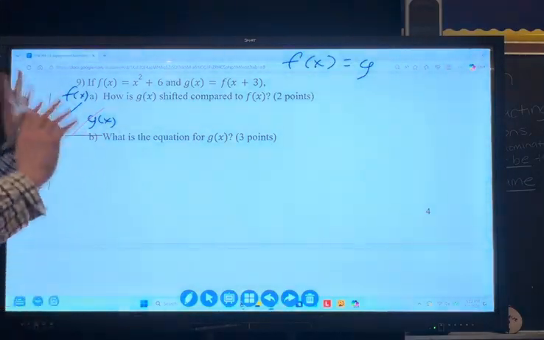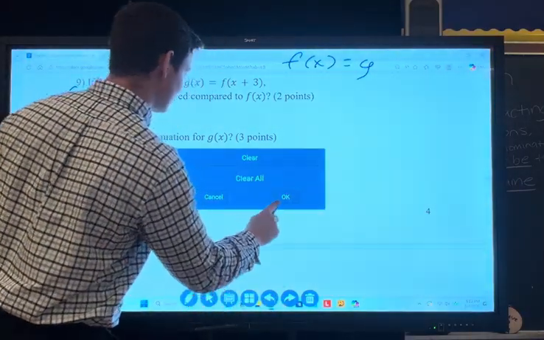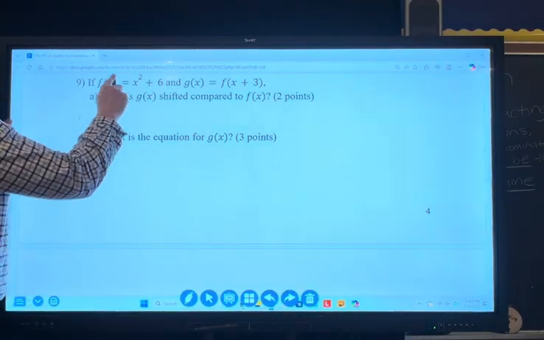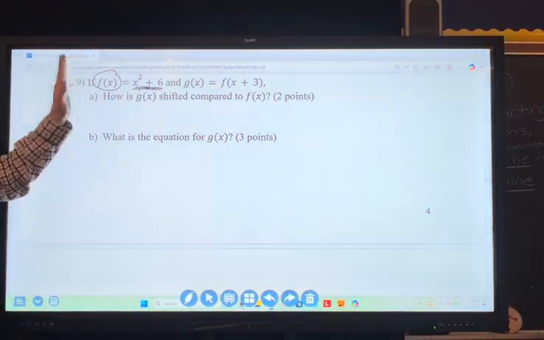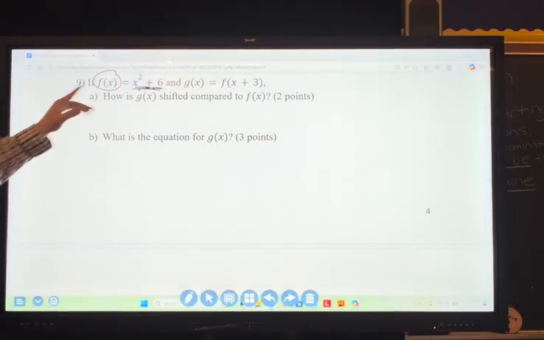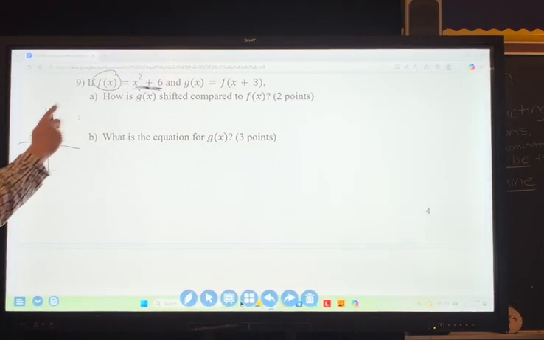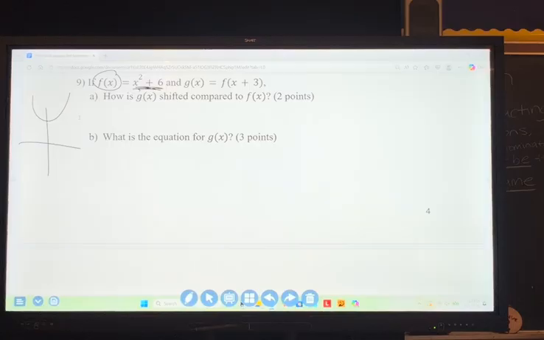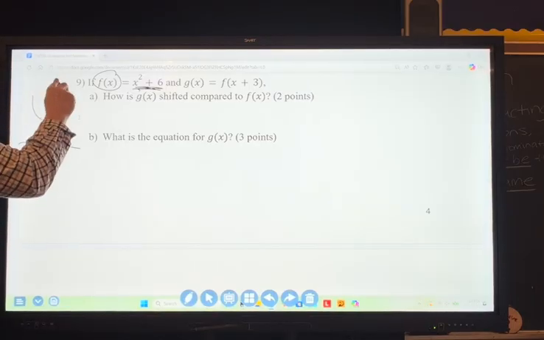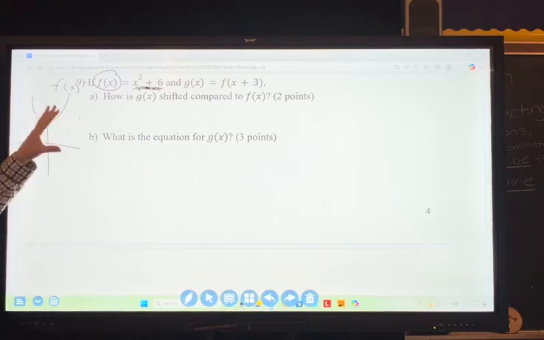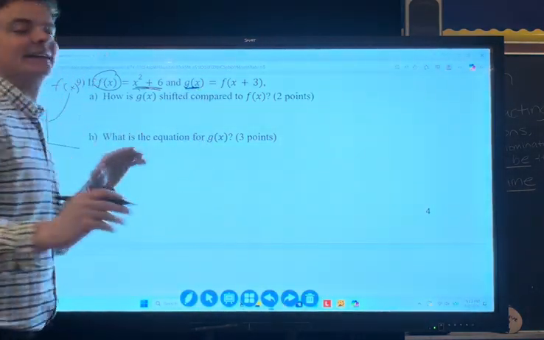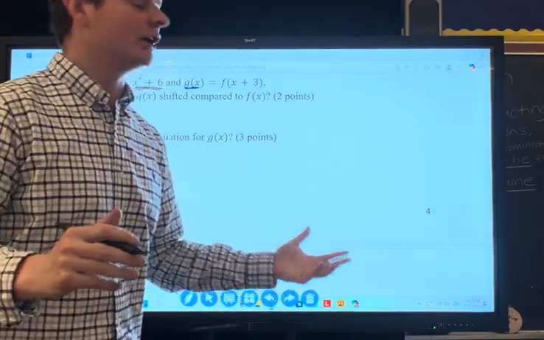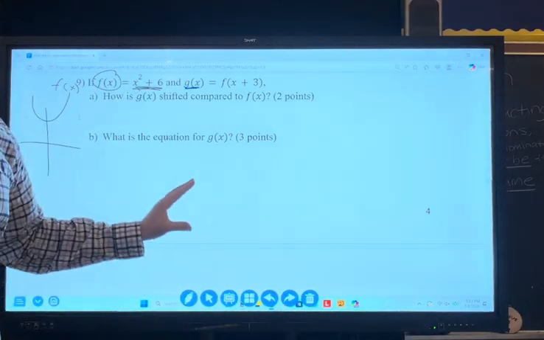So this is telling me f of x is some kind of equation. I know it's an x squared, and I know it's up 6, so it's something like that. That's my first one, f of x. I don't have to draw it, but it might help. G of x is some other function, something else on my graph.